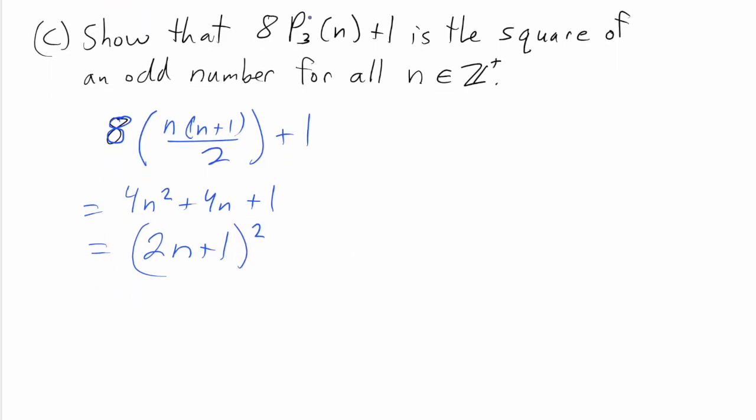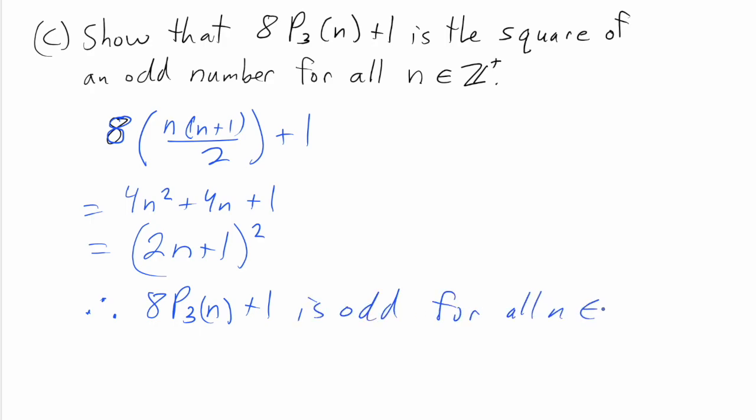That factorizes to 2n plus 1 squared. And remember, that's an odd number, right? 2n plus 1. 2n is even, 2n plus 1 is odd. So that shows it. So I guess you could say at the end, therefore 8 P3 of n plus 1 is odd for all n in Z plus. Maybe you want to write down, 2n plus 1 is odd, just to illustrate it here.